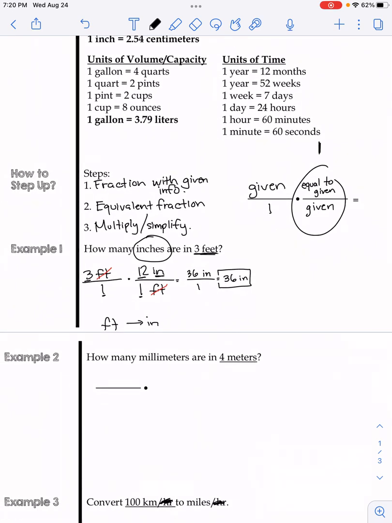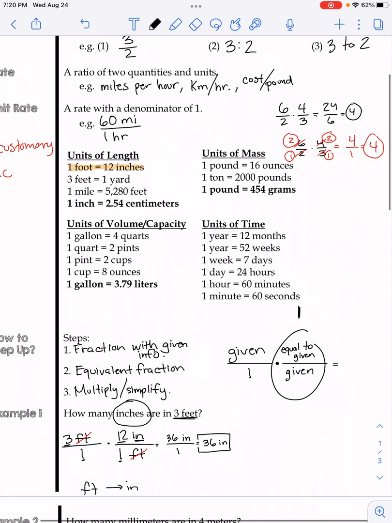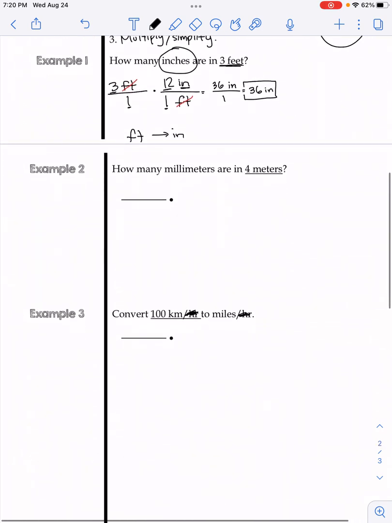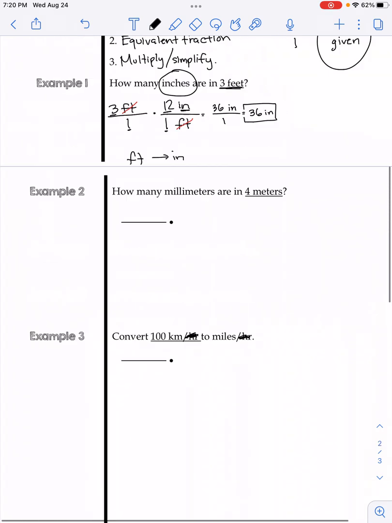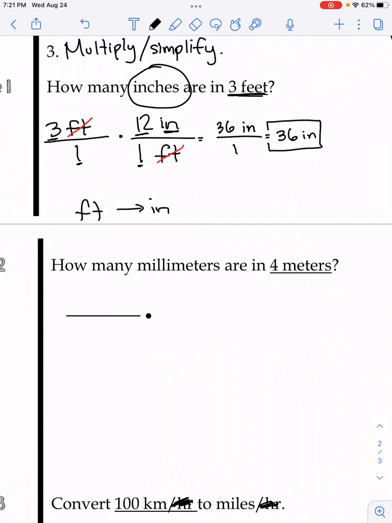All right, let's move on to example 2. Now, example 2, we're dealing with the metric system. And the metric system, we actually don't have too much information here, so that's my fault I didn't include that. But hopefully we have some understanding of the metric system. So we have really just 2 more examples. So how many millimeters are in 4 meters?